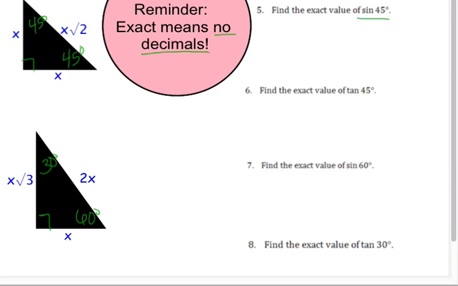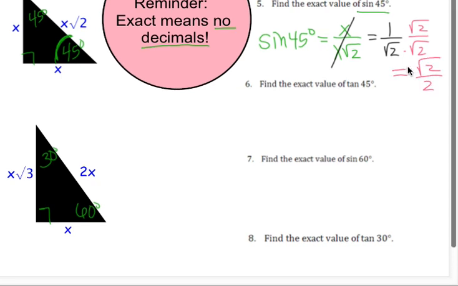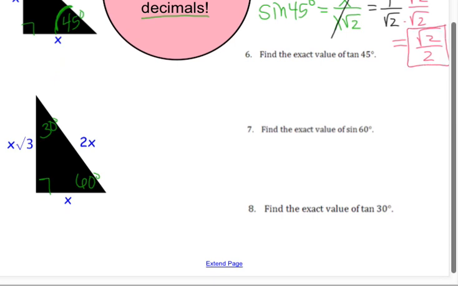So sine of 45 degrees. Well, I'm going to look at this triangle, the top one, and I'm going to use this angle. Sine is opposite over hypotenuse. So the opposite of my 45 is x over my hypotenuse, x square root of 2. X over x simplifies to 1, so I really have 1 over square root of 2. Well, we know that we do not leave the square root in the denominator, so I'm going to multiply by the square root of 2 over the square root of 2. So I will get square root of 2 over 2. That is what the sine of 45 is.